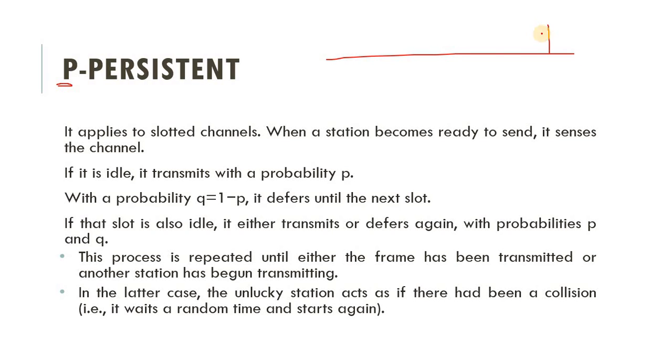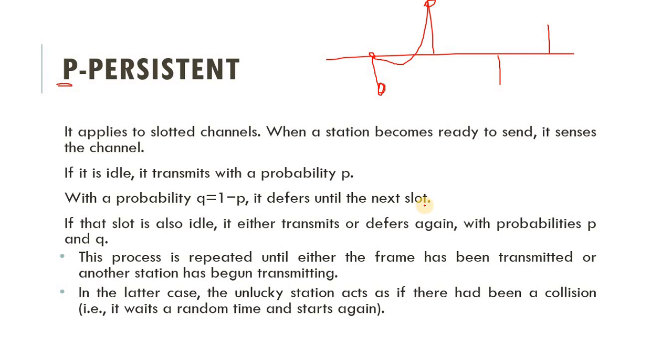Suppose here are the channel and the nodes, and each node is continuously checking whether the channel is free or not, as per the one persistent. When it finds the channel is free, then it waits for some time, and based on the probability of sending, it starts sending the data. It does not start sending data immediately. So if it is idle, it transmits with probability P. With probability Q equal to 1 minus P, it defers until the next slot.